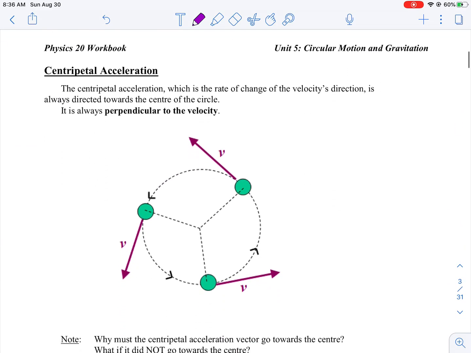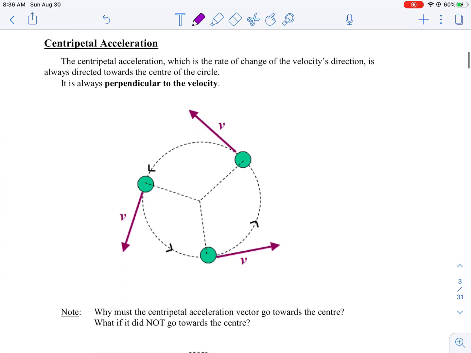Now let's move on to acceleration. We're going to be talking about a brand new kind of acceleration called the centripetal acceleration. This is basically how quickly the velocity changes direction. We call it the rate of change of the velocity's direction. If you have a high centripetal acceleration, the direction is changing really quickly.